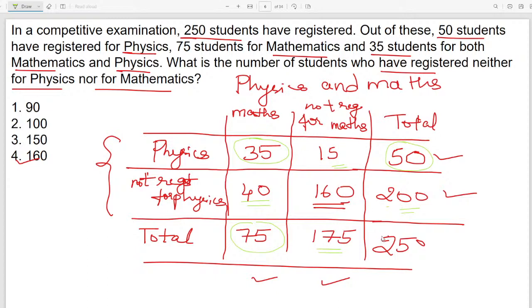So all these items would add to 250. Here you could add to 200. This row would add to 50. 200 plus 50 is 250. This column, maths column, is 75. Not registered for maths is 175. These two columns, if we add, will come to 250. And this is how we solve these types of questions. I hope things are clear. If there is any doubt, please ask, or else things will be clear when you solve the questions.